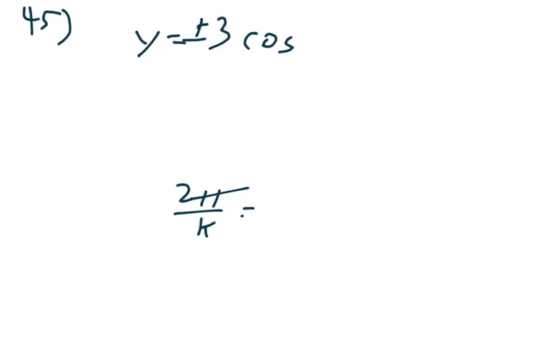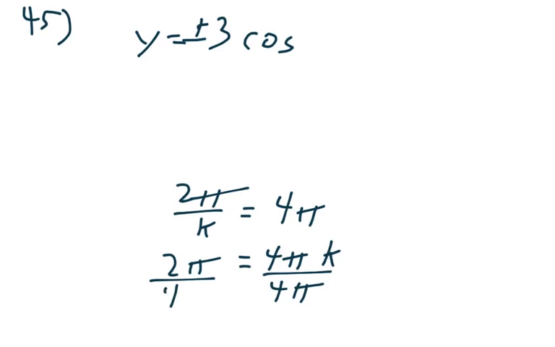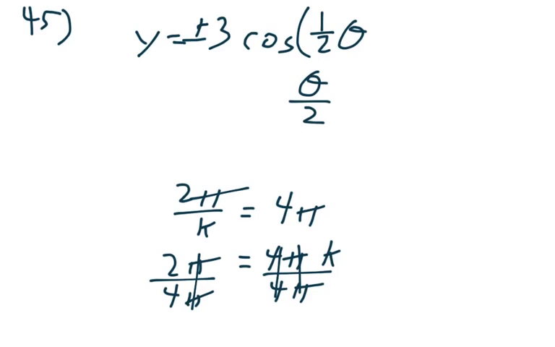For problem number 45, write the equation of cosine. Well, okay, so we'll put cosine here. And the amplitude is 3, so this could be plus or minus 3. And then 2 pi over k is equal to 4 pi. Multiply both sides by k, and divide by 4 pi. And 2 divided by 4 is 1/2. So it's either 1/2 theta, or they could say theta over 2. Same thing. And that's your answer for 45.